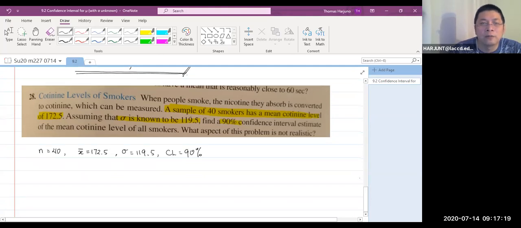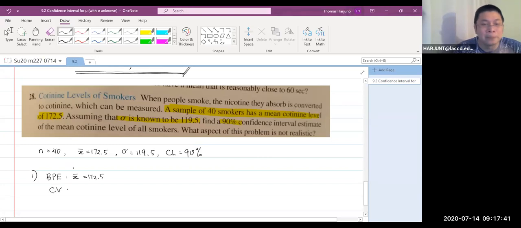Okay, now find a 90% confidence interval estimate of the mean cotinine level of all smokers. So step 1, that will be the best point estimate, x bar equals 172.5.